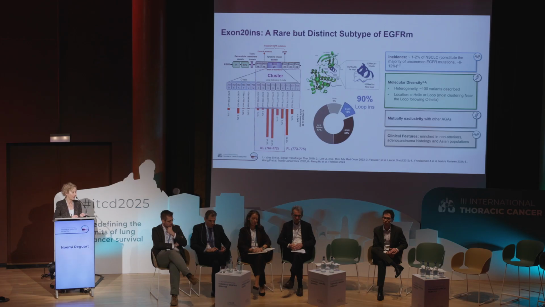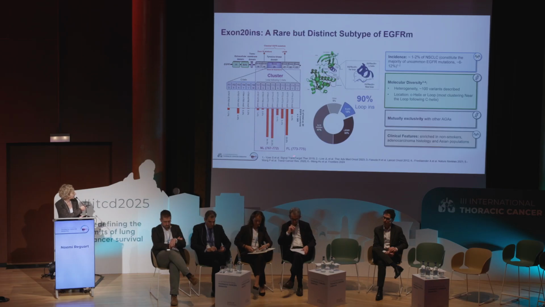Although, as Jordi said before, it's the most common type of genetic alteration among the non-classical mutations. One thing that is very important about this genetic alteration is the diversity. There have been more than 100 described. And another important thing is they can be located at different sites of the gene. You can see it here. They can be located in the C helix, or they can be located in the loop following the C helix.